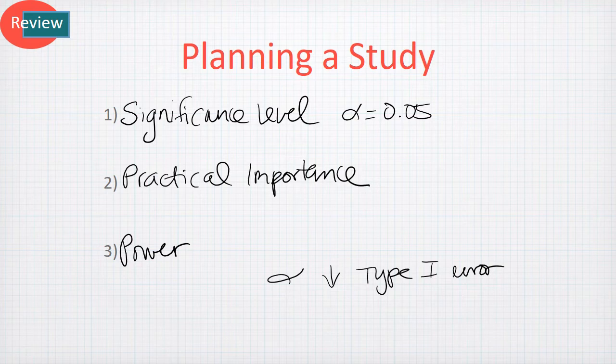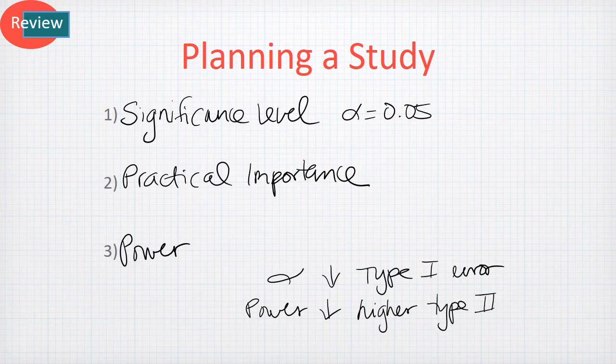So when your power is low, then you're going to have a greater chance, a higher probability, of type 2 error. So if your power is lower, the higher your type 2 probability. This makes sense because the more power you have, the less type 2 error you're actually going to make.